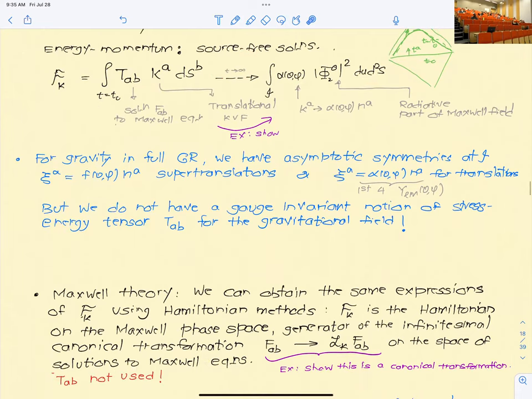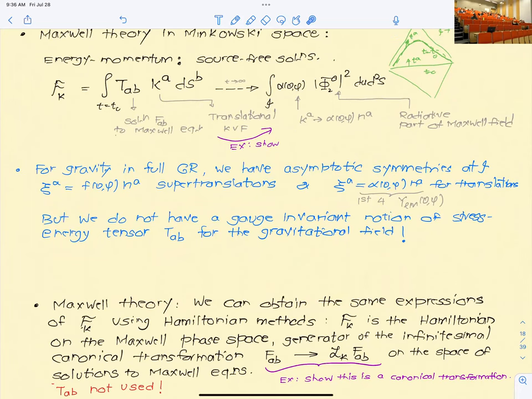Now for gravity, fortunately, we have the Killing vector fields, which are given by alpha times n^a. This is the same alpha that we had up here. So we know what the vector field is on scri, which is alpha times n^a. But unfortunately, we don't have a gauge-invariant notion of the stress-energy tensor. There is no stress-energy tensor for the gravitational field itself. And therefore, I cannot really perform this integral to obtain the flux.